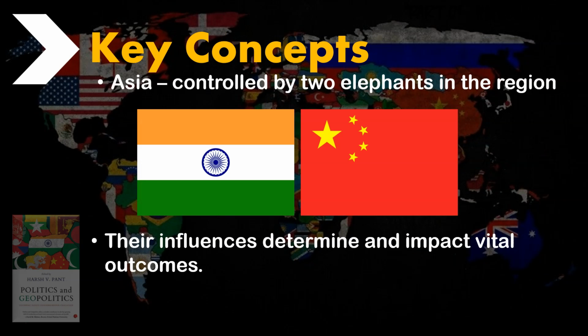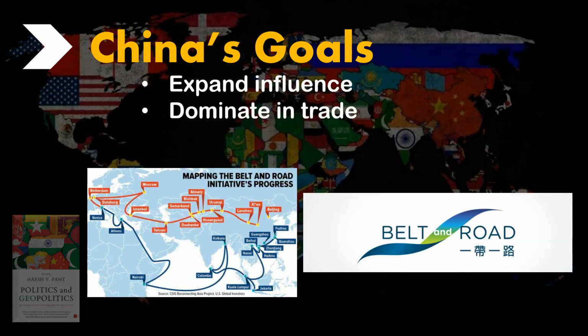So obviously, Asia is controlled by two elephants or two strongholds, which are India and China, and their relations and influences determine and impact vital outcomes for the entire region as a whole. Each country has its own goals. For example, China's goal is to expand their influence across Asia, Europe, and Africa. And they want to expand their influence so that they can dominate in trade and transition from a manufacturing-based economy to a services and technology-based economy.